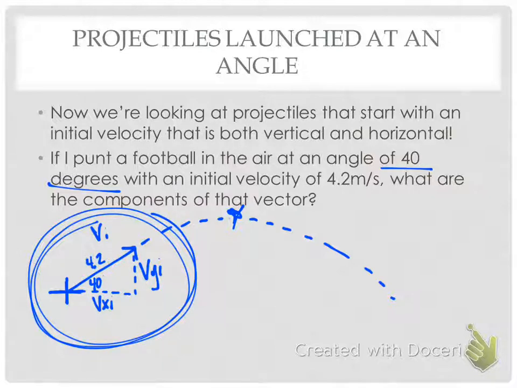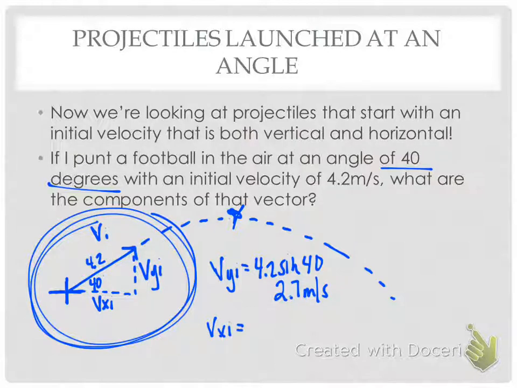To solve for Vyi, are you using sine or cosine? Sine, good. So 4.2 sine of 40 degrees. Make sure that you are in degrees, not radians. And I got about 2.7 meters per second. Okay, good. And then for Vxi, we're going to use cosine. Good. So 4.2 cosine of 40 gives us 3.22 or 3.21. Wherever you want to round that is fine.